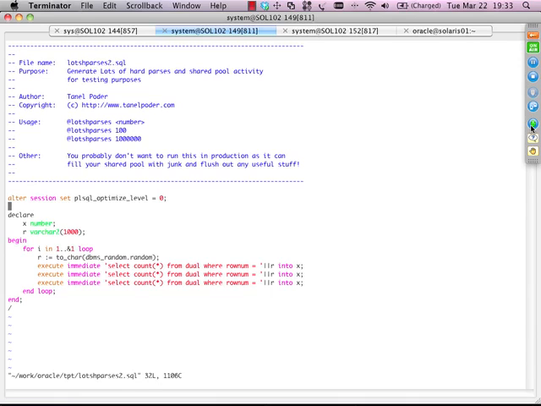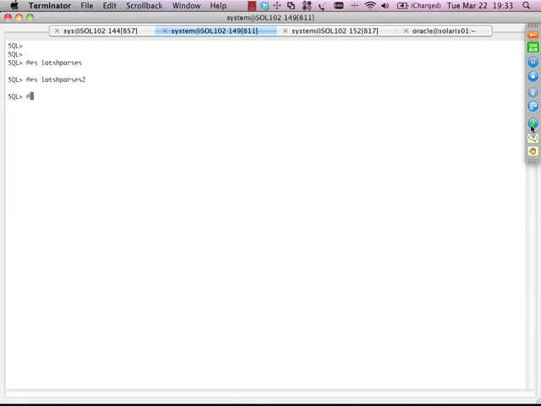All right, so let's run this. It takes a parameter, how many iterations I want to do. Well, I want to do many iterations. Let's hard parse like hell. All right.